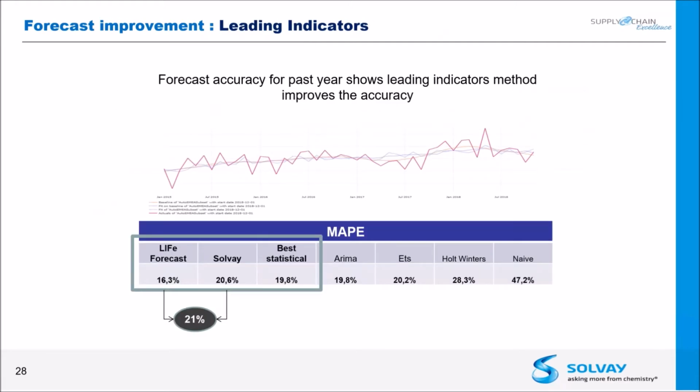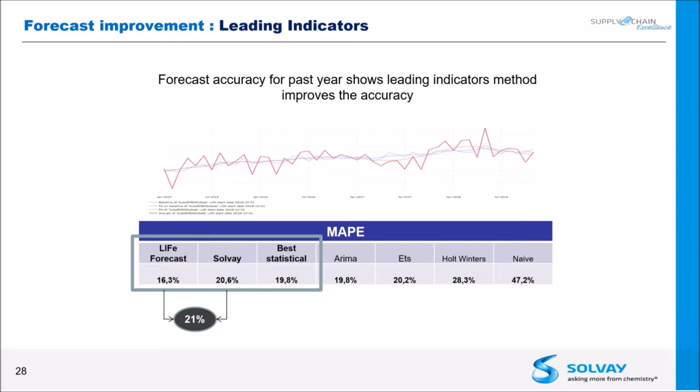So for this European market, comparing the results, we were comparing live forecast, which is the leading indicators. We took the MAPE, the mean absolute percent error, as the reference, and you see that compared to our traditional method, we can improve by 20% the forecast accuracy. Looking at the best statistical model, there is a very similar percentage of improvement.